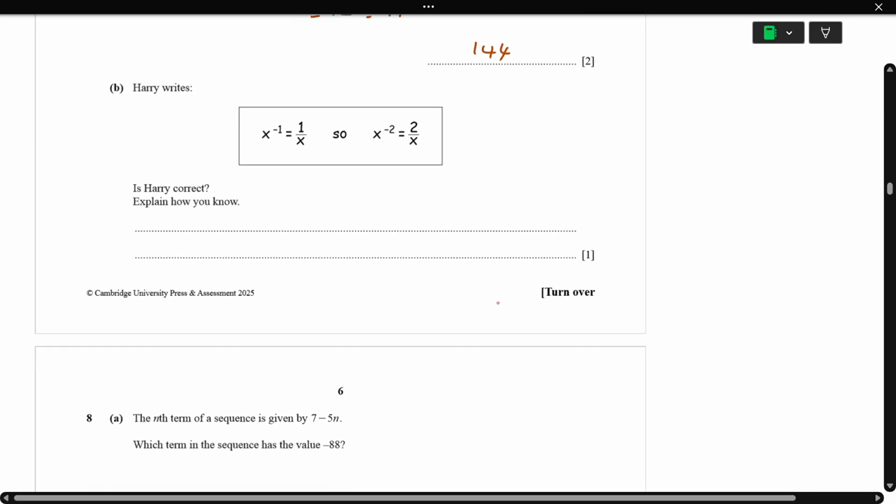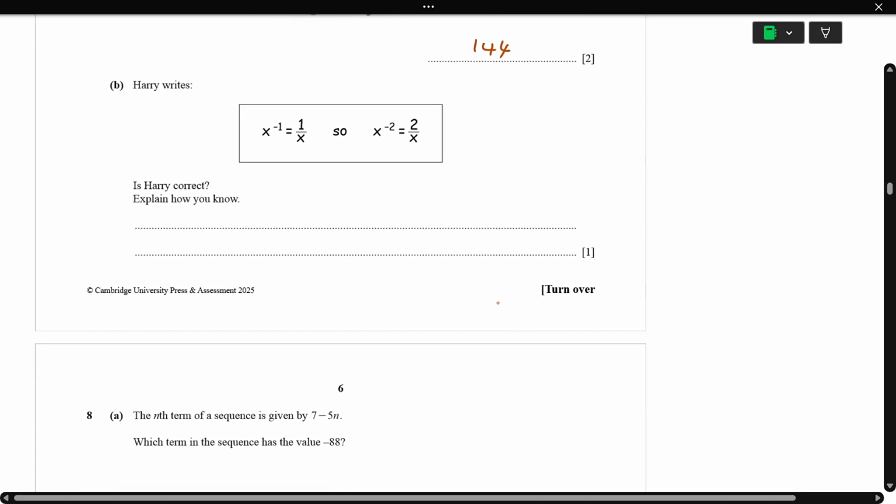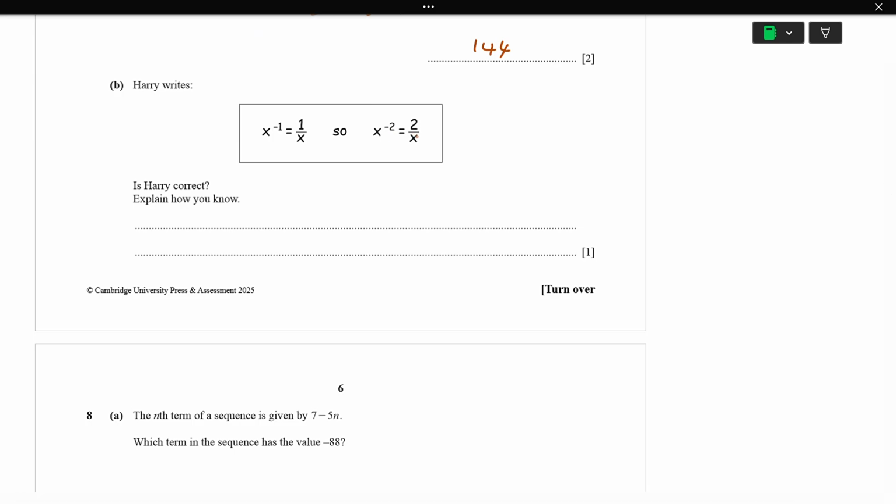Next, Harry writes x power minus 1 equal to 1 by x, so x power minus 2 equal to 2 by x. Is Harry correct? So I'll explain how. x power minus 1 equal to 1 by x. In the same pattern, x power minus 2 equal to 1 by x power 2. This is the correct pattern. He has written 2 by x, so he swapped the numbers. So he's wrong.